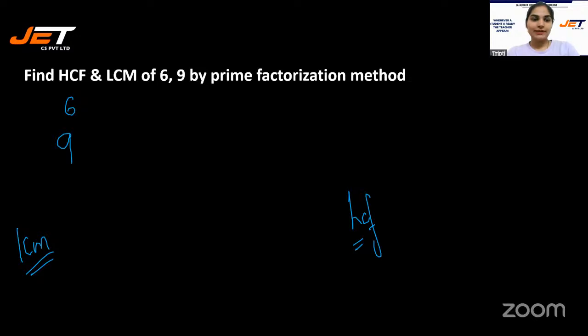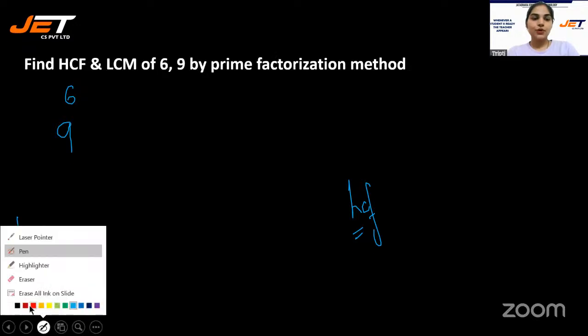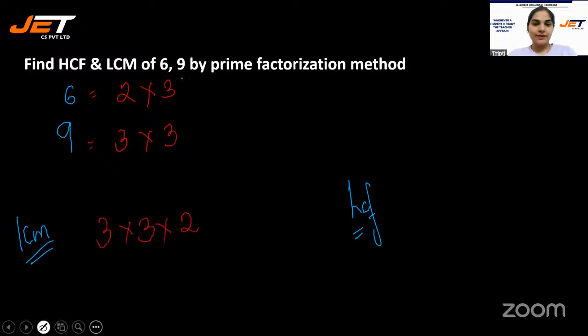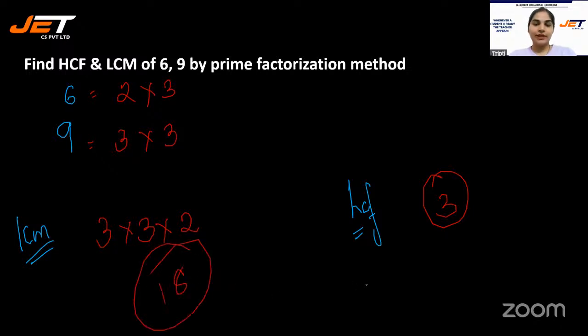Let's do the factorization. So over here, 6 can be written as 2 times 3, and 9 is 3 times 3, right? 3 times 3 is 9. Now if I talk about LCM, maximum occurrences, I have to take 3 twice and 2 once. In HCF, I can just make a pair of 3, so it's 3. And LCM is 3 threes are 9, 9 twos are 18, LCM is 18. HCF is 3.